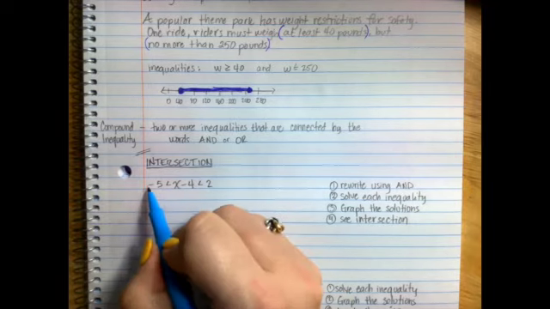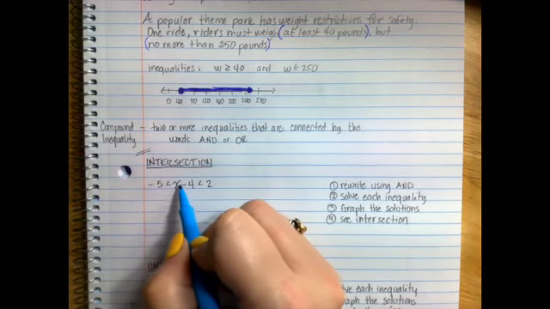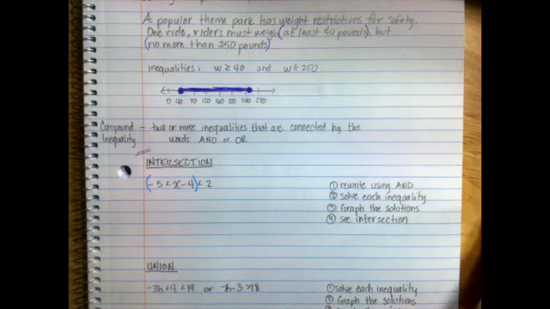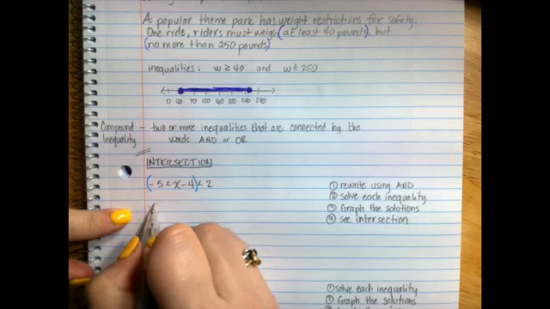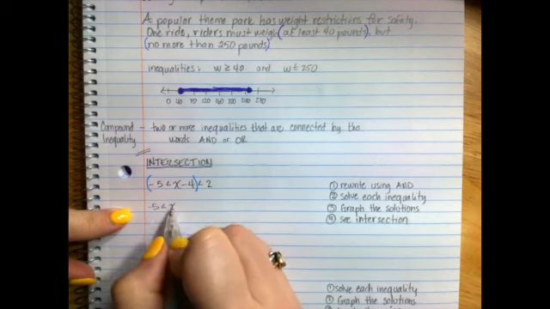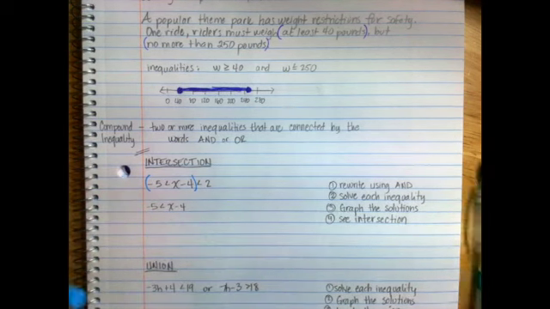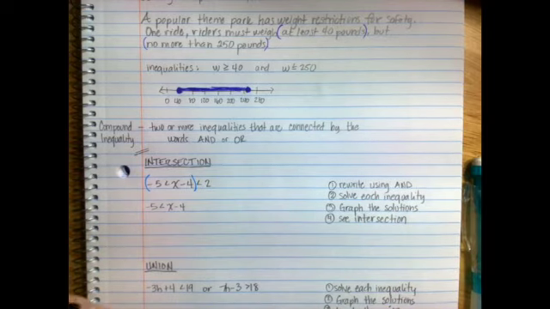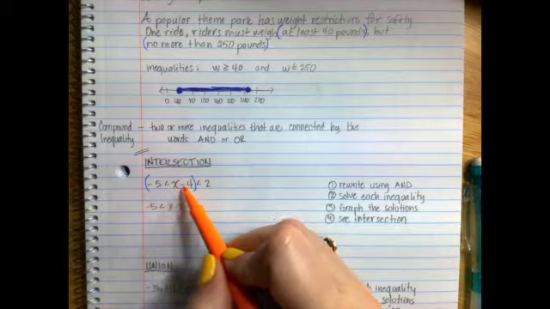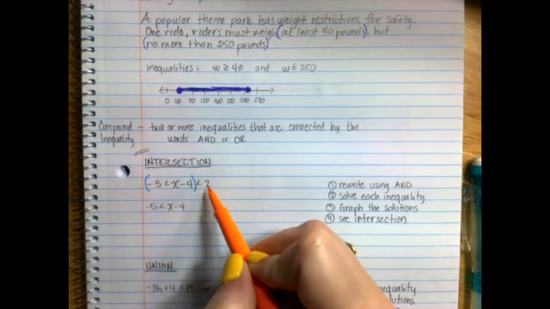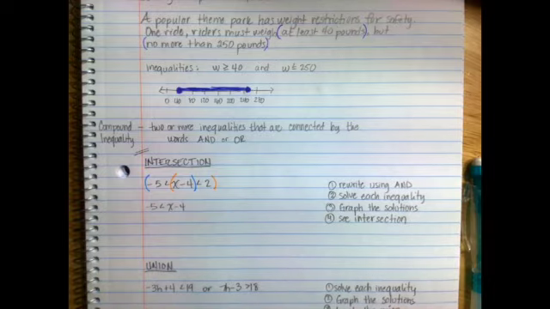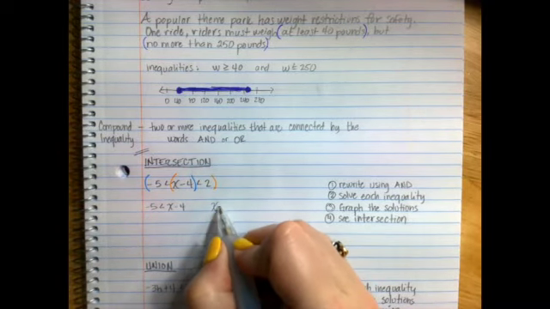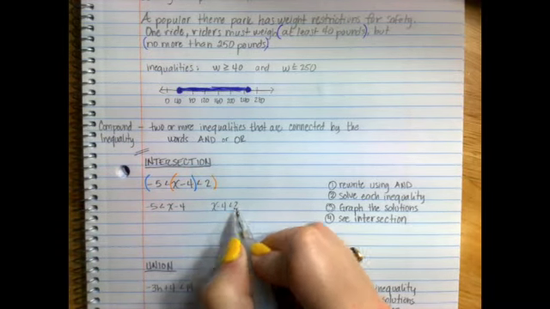So break it down. -5 is less than x minus 4. There's 1. Okay, so I'm going to write that down. -5 is less than x minus 4. And I have, going this way, x minus 4 is less than 2. All right, so there's my other inequality. I'm going to write that down. x minus 4 is less than 2.